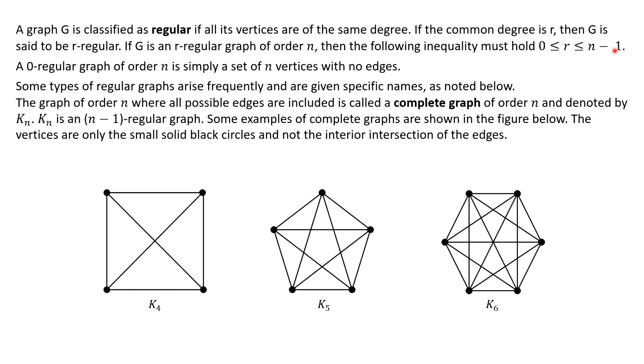Hopefully that's fairly obvious, because you can't have less than 0 degrees for a vertex, and you can't have n, because each vertex can at most be adjacent to n minus 1 other vertices. So that's why r would have to be between 0 and n minus 1.